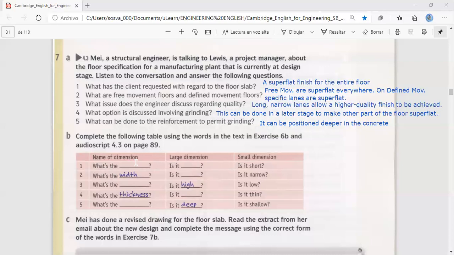I mean, look at number 1. We don't have the name, we don't have the large dimension, but we have the small dimension. Small, it is short. The question is, is it short? Long. Exactly. So in this case, the name of the dimension, what's the long? Long, because it is short. Okay, no small dimension. Okay. Exactly.